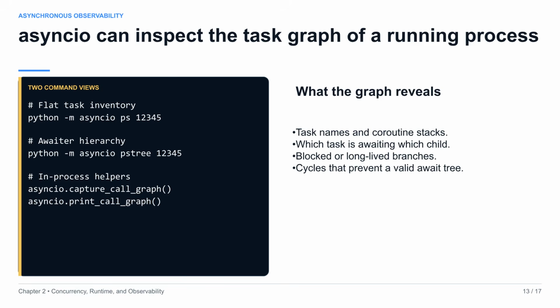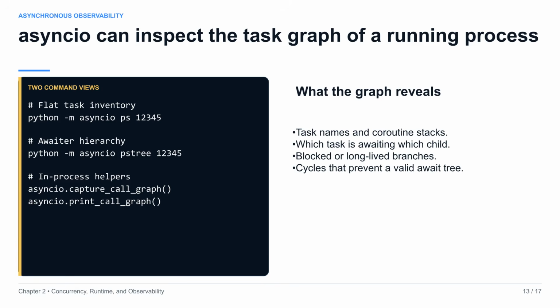The ps command lists tasks, coroutine stacks, and awaiter relationships for a running process identifier. The ps tree command organizes the same information into a hierarchy, which makes stuck branches and unexpectedly long dependency chains easier to spot. capture_call_graph and print_call_graph expose related information inside an application. These tools complement, rather than replace, metrics and distributed tracing.